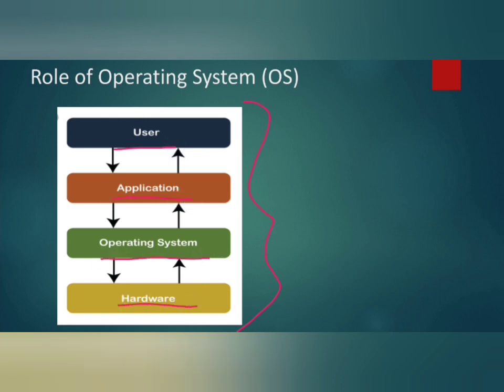So what happens in this diagram: when the user sends an instruction, where does it go? Obviously it will use an application. For example, you're using Photoshop, so obviously you will use an application, or for example you are using a media player, or suppose you're writing a program in C++, so you need software, right?